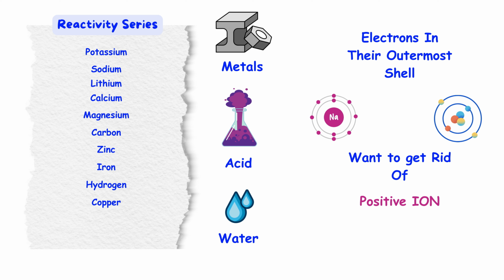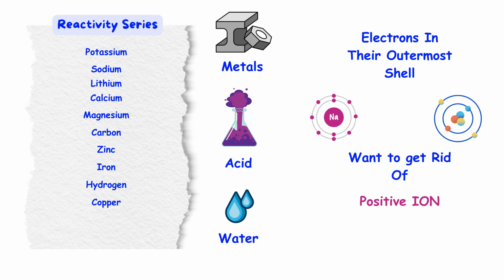All metals share a common feature in their atomic structure. They contain electrons in their outermost shell that they are eager to shed. When metals react with other substances, they release these outer shell electrons and, in doing so, form positively charged ions. Therefore, when we refer to a metal's reactivity, we're simply talking about how easily it forms positive ions. The more easily a metal gives up its electrons and forms ions, the more reactive it is considered to be.